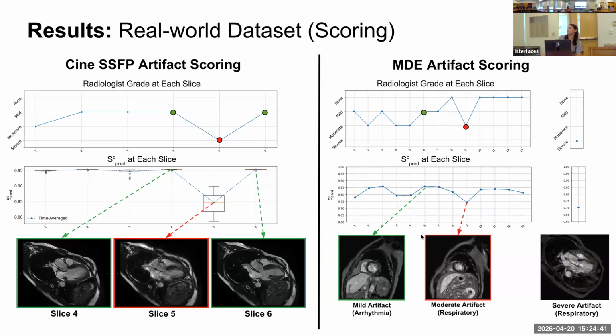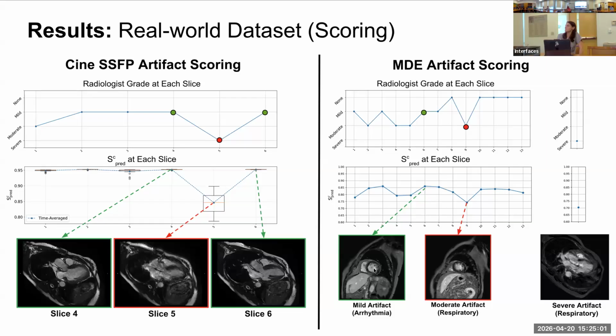And here's an example on the MDE data. So this is again the real world data. You can see the artifacts. It's a little hard to see on this, but it's blurrier. Blurring is one of the artifacts that we see with motion, just like when taking a picture of somebody moving, you'll see them blur, right?